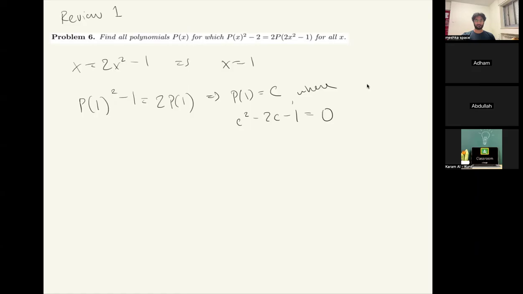Yes, isn't it c squared minus 2c minus 2? Yes, yes, you're right. It's minus 2. But the point is, this number isn't a very nice number. Like you can solve it. So it's just some number. Okay, that's all. Yeah, okay, it's 1 plus root 3 and 1 minus root 3. So, okay.